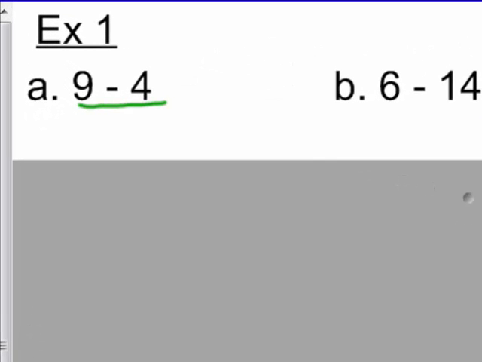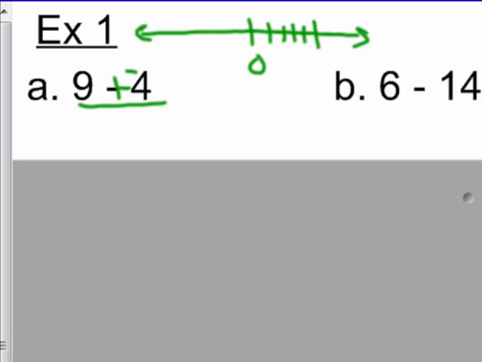So taking a look at example 1, we have 9 minus 4. Again, we know the answer is 5, but let's take a look. We know we can add the opposite. So I change subtraction to addition and add the opposite. The opposite of 4 is negative 4. Now at this point, there are multiple ways to look at this. Some people like to use a number line. Go to 9 on the positive side, so that's where I'm starting. And then negative 4 means I would go back 4 to the left. That would put me at 5. So that's one way to do it.